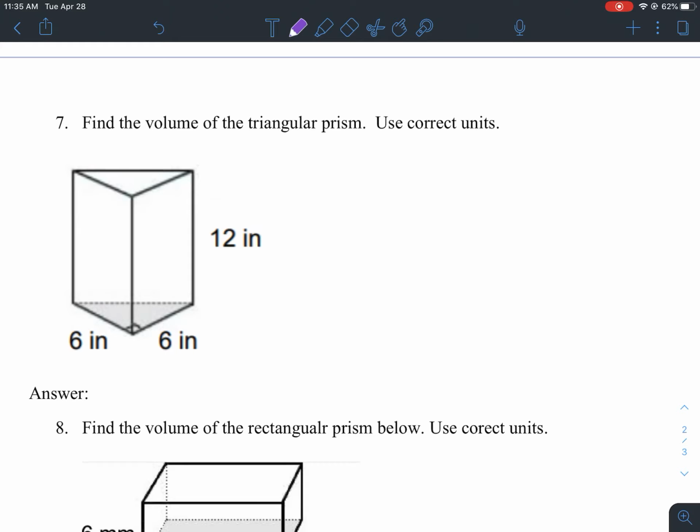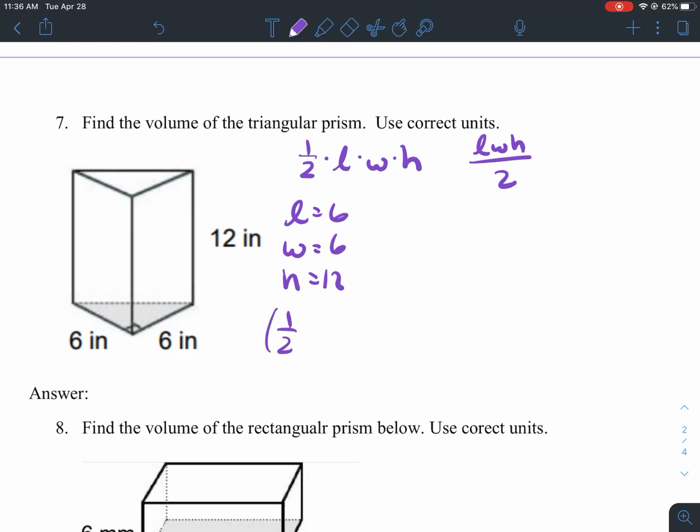All right, next it says find the volume of the triangular prism. If you remember, the formula for the volume of a triangular prism is 1/2 times length, width, and height, or I'm sorry, length, width, and height, not base. Or you could think of it as length times width times height divided by 2. Same exact formula, just different ways to look at it. If we look at our figure, our length is 6, our width is 6, and our height is 12. So we can plug that in: 1/2 times 6 times 6 times 12.